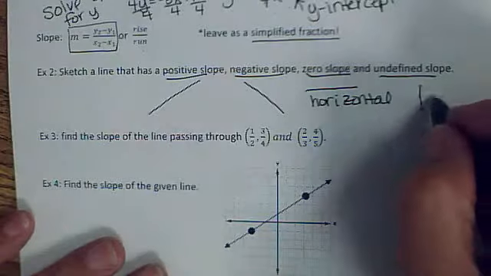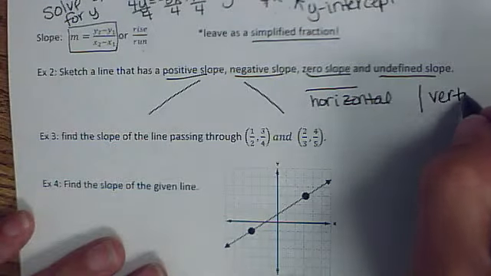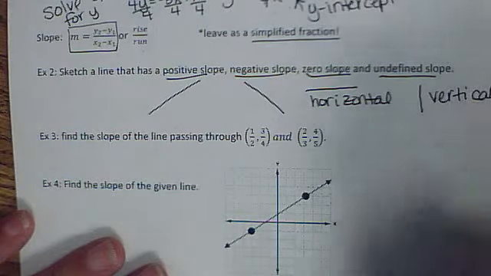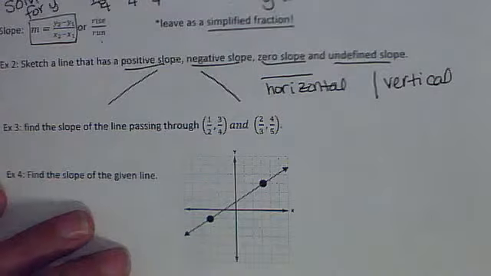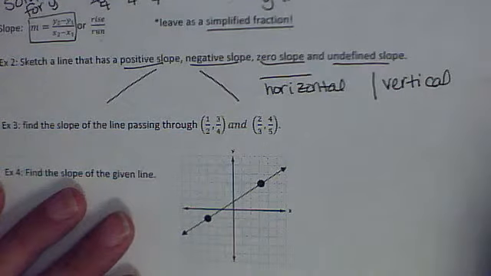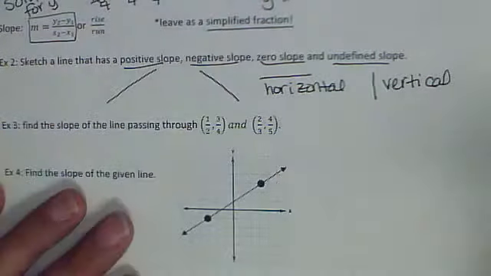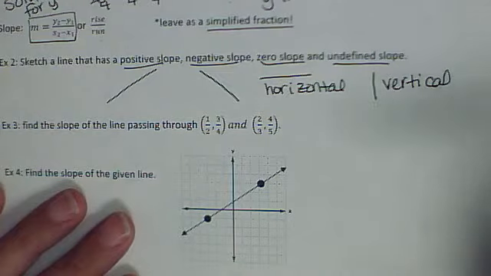So undefined is a vertical line. So horizontal is 0, undefined is vertical. So the floor has a 0 slope because it's horizontal. You can slide right across. The wall has an undefined slope because you can't climb up the wall.